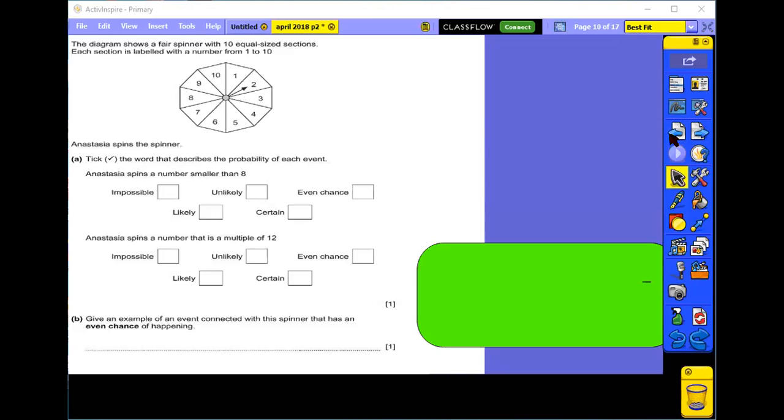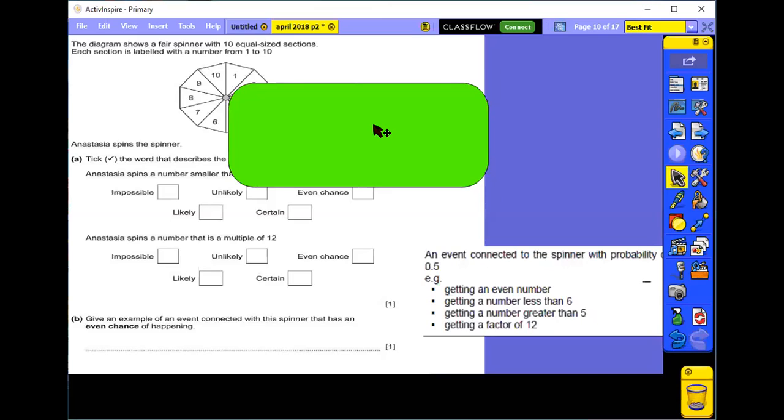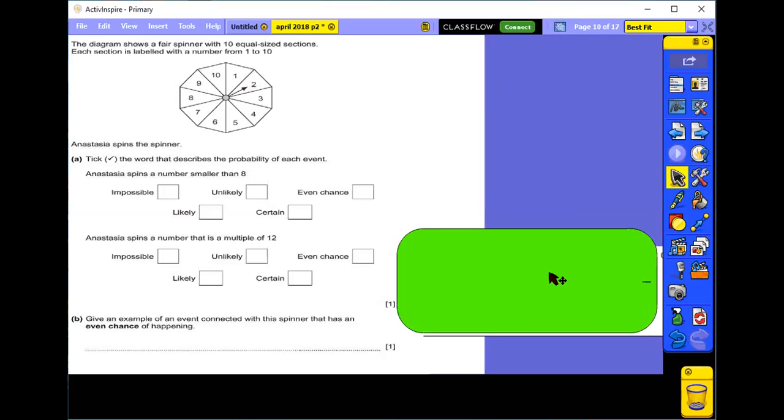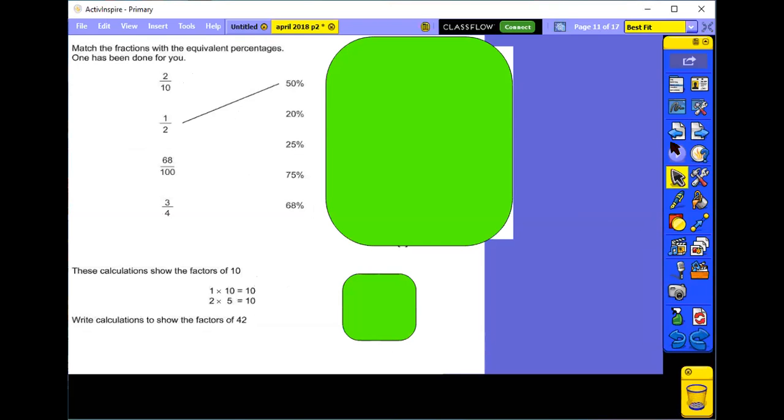Now let's go to the others. Right. So I'm going to give you all the possible answers: getting an even number, getting an odd number, getting a number less than 6, getting a number greater than 5, getting a factor of 12. All these are even chances, all these are possible answers. Okay. Let's go next.